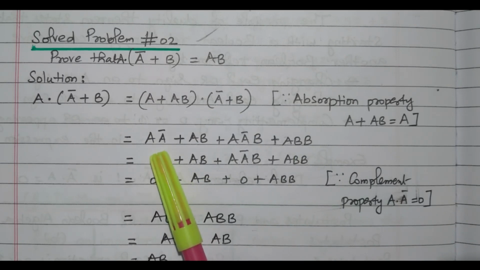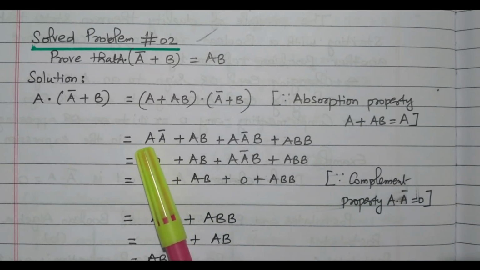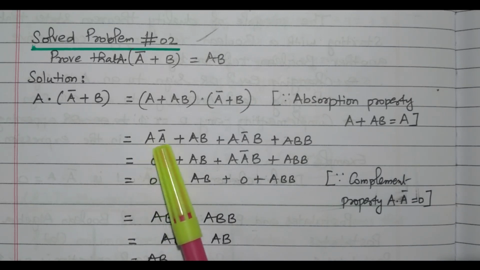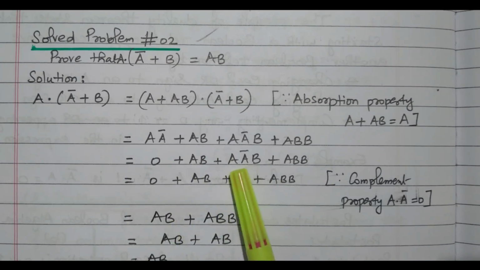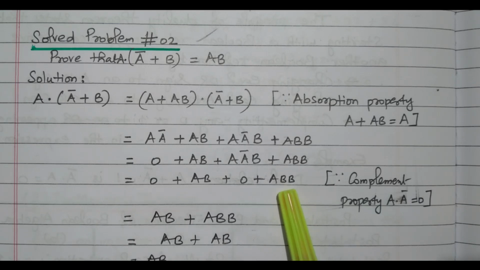A into a bar is nothing but 0. We have the complement property a into a bar. If a equal to 1 then a bar will be 0, a equal to 0 then a bar will be 1. So 0 into 1 or 1 into 0 is always 0. Then ab is written as it is, right? Here also we have a into a bar b, that is also 0. Then ab into b, b into b can be written as only b. No need to write b again.